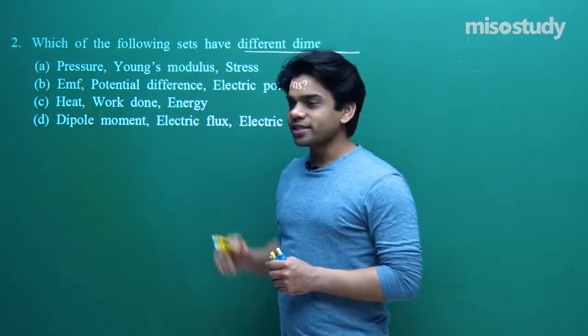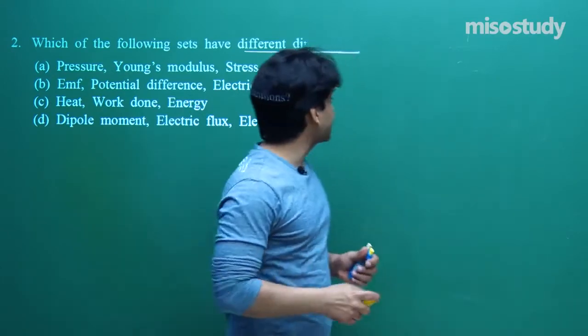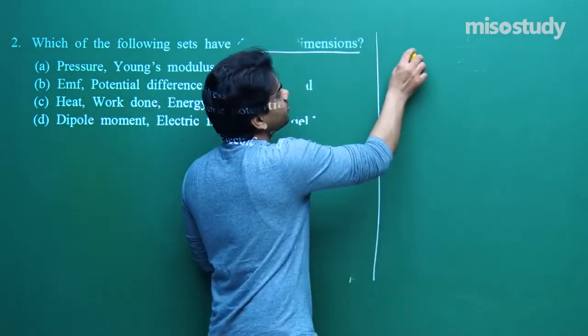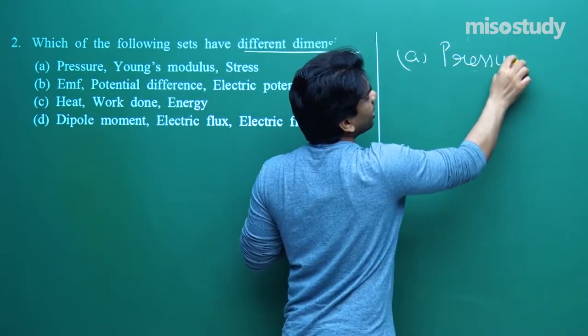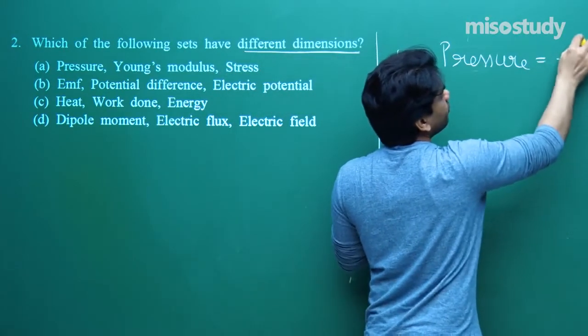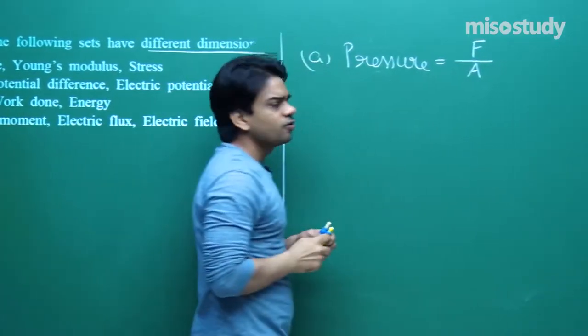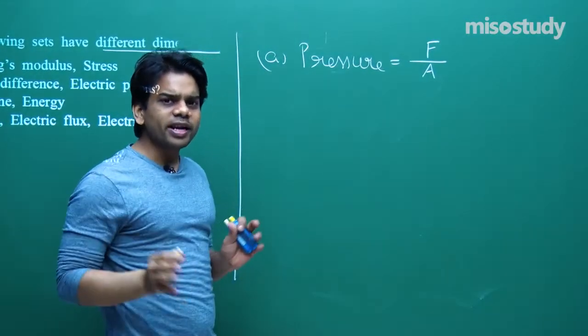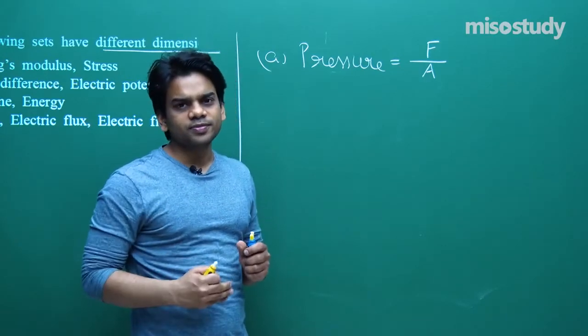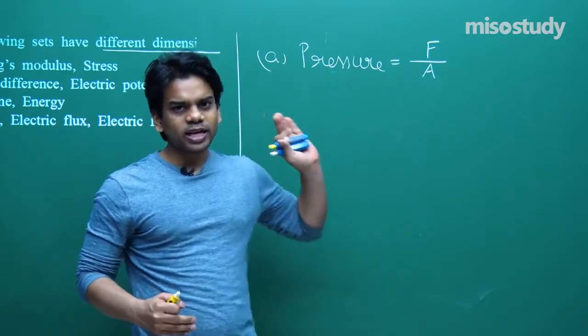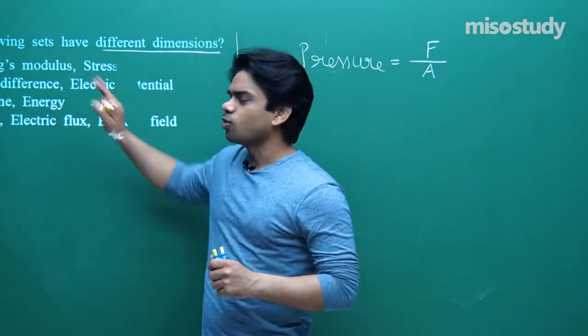Pressure, if I write about pressure, we all know that pressure is equal to force per unit area. So if I write force per unit area, this will be the formula. I am not going to write the dimensional equation because that will be of no use in this calculation part. So let us directly go with the next term, Young's modulus.